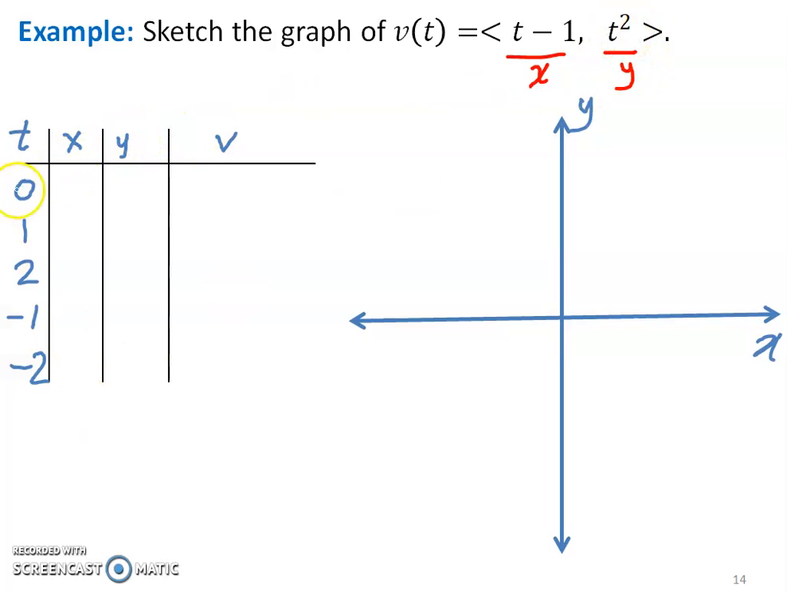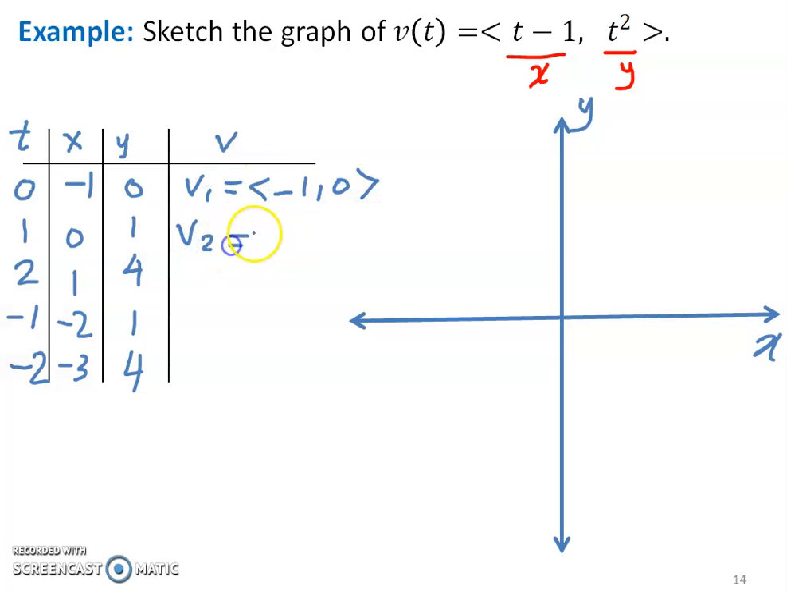So x will be, if we take t 0, x will be minus 1 and then we get 0, then 1, then minus 2. If we put t minus 2 here, we're going to get x minus 3. The same idea to find y is t squared. So 0 squared, 0, then 1, then 4, then 1, and 4. So the first vector v1 will be minus 1, 0. Second vector v2 will be 0, 1.